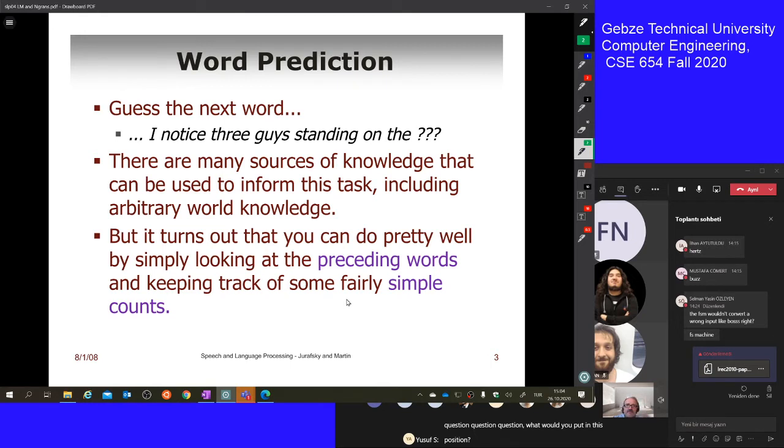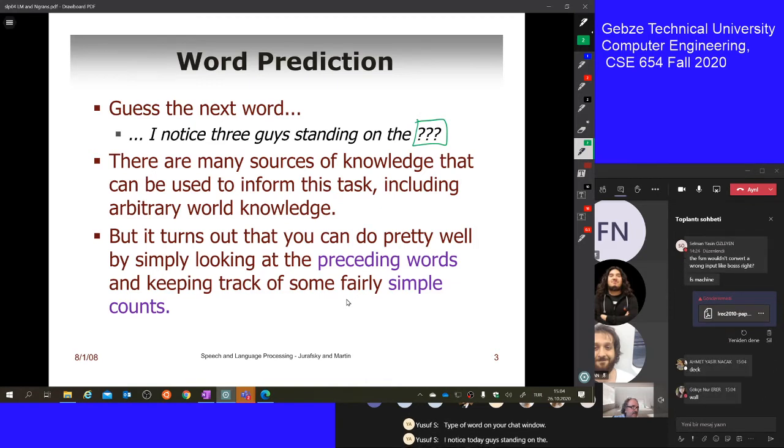Question for you. What would you put at this position? Just everybody type a word on your chat window. I noticed 3 guys standing on the deck, wall, standing on the wall.